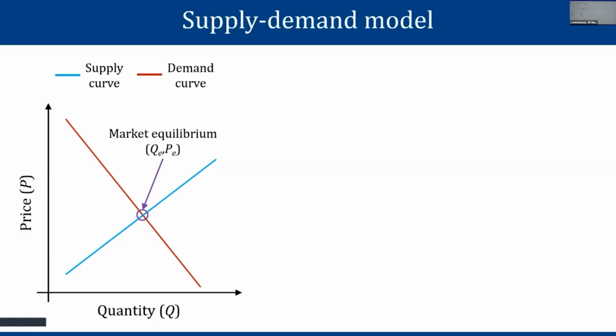So the point where these two curves meet is the market equilibrium. So the price of the product and the quantity of the product traded is determined by the position of this point.